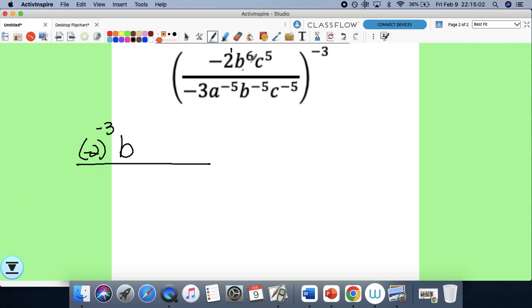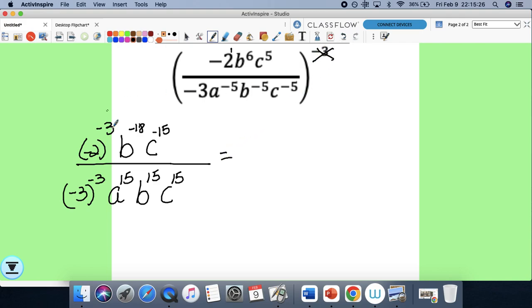B, 6 times negative 3 is going to give me negative 18. C, negative 15, right? At the bottom, it's negative 3 to the negative third power again. A to the positive 15, because negative times negative is a positive. B to the positive 15, and C to the positive 15. Okay? This is gone. I'm just left with that.